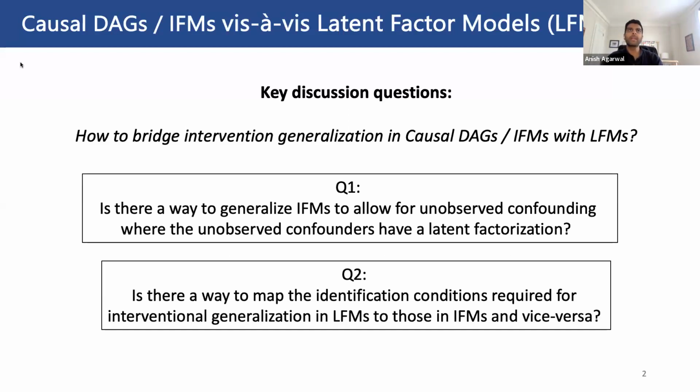The first one is: is there a way to generalize these IFMs to allow for unobserved confounding, where the unobserved confounders have a latent factorization? And the second one is: is there a way to map the identification conditions required for intervention generalization in latent factor models to those in IFMs and vice versa? So those are the two questions I'd like to discuss. And it'll be an open discussion. I don't know the answer either.